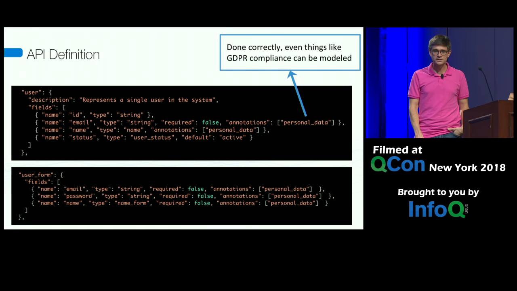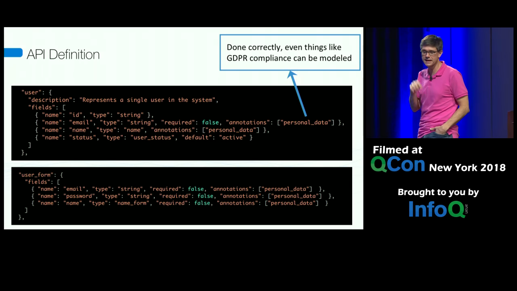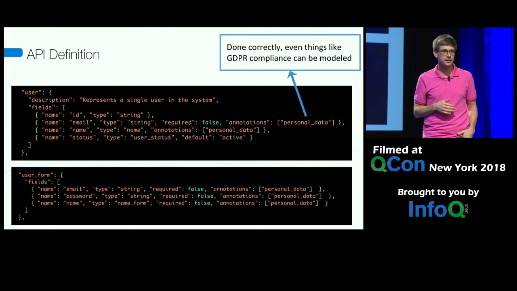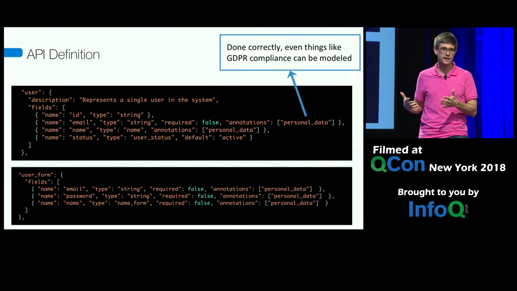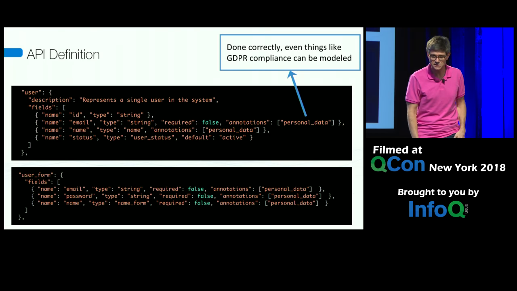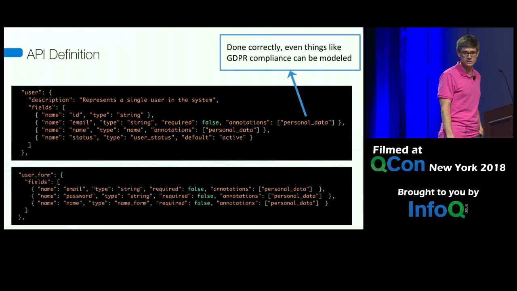Second, we define resources. Everything is resource first at Flow. And that's why here you see a definition of a user. A user has an ID, email, name, status. And then by convention, to create a user, you use an object that is the resource name underscore form. So in our language, forms are used to create instances of resources. And there you can see the data defined for the resource.